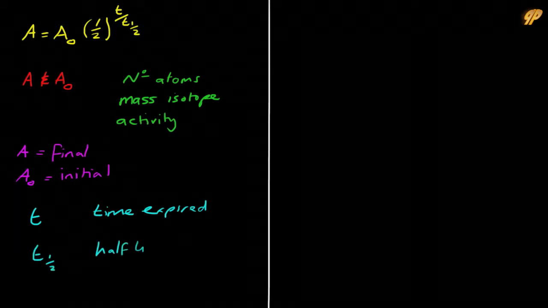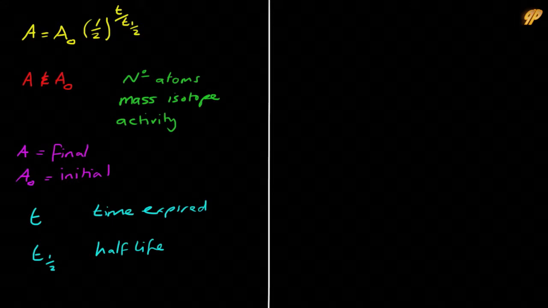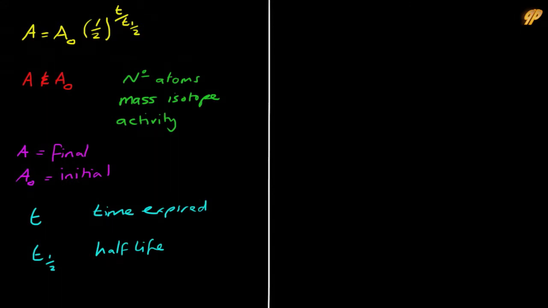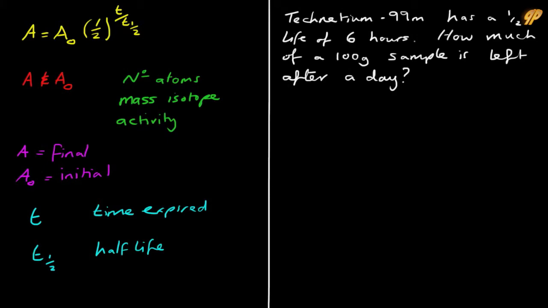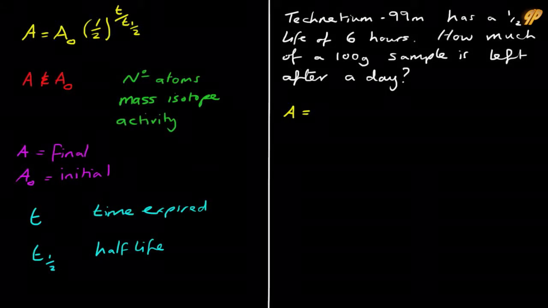An example question would be something like, technetium-99m has a half-life of 6 hours. How much of 100 grams as a sample would be left over after a day? So the data that we have for this is our A value, which is our final activity or our final mass in this case, we don't know. Our A naught value is 100 grams. Our time is 24 hours and our half-life, our T a half, is 6.